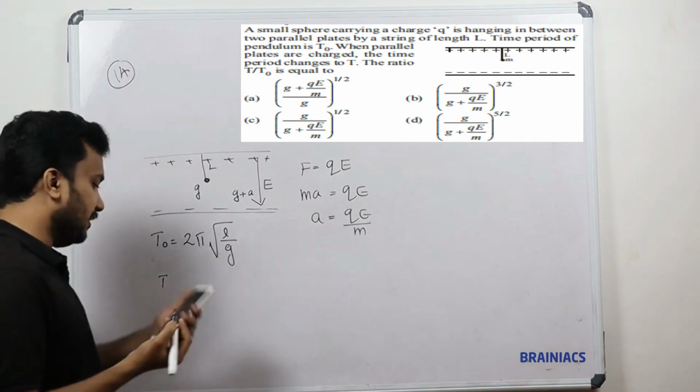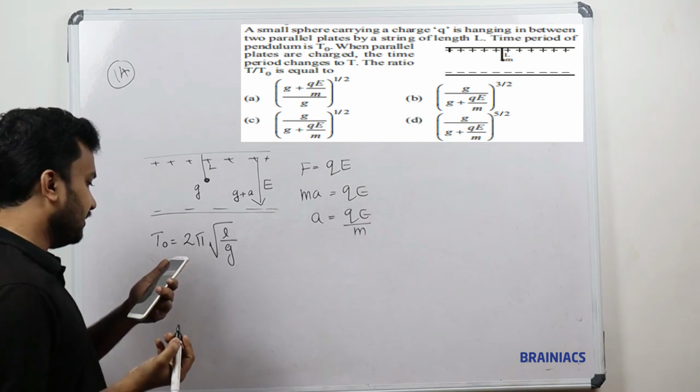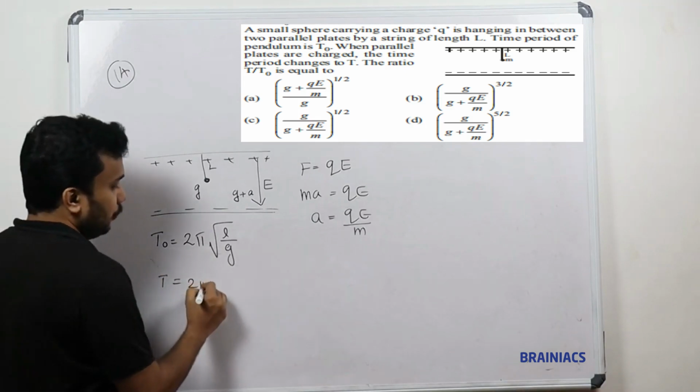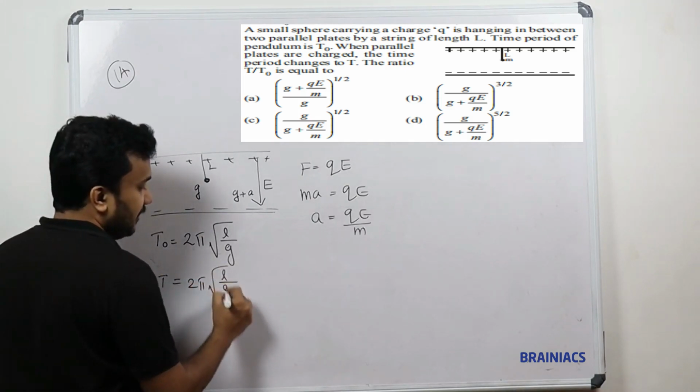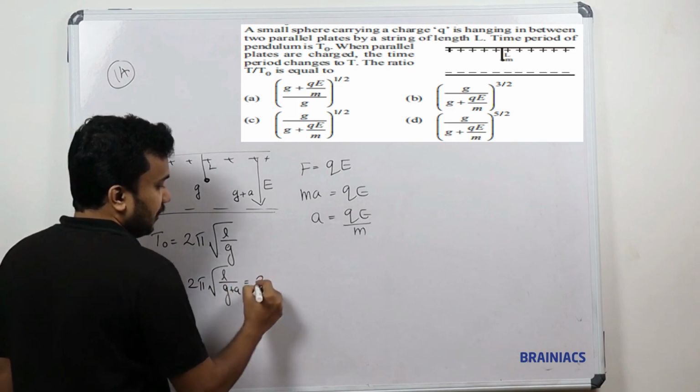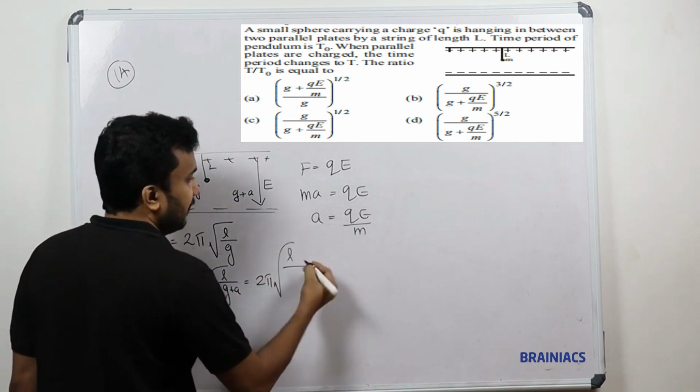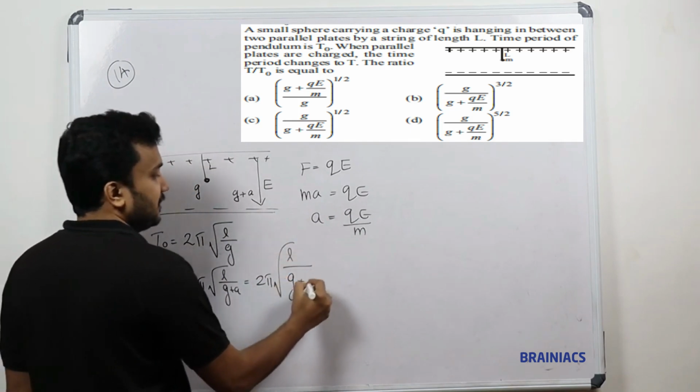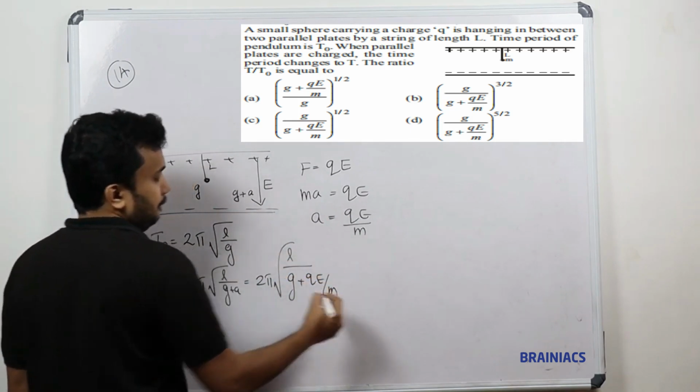So what will be the formula? T dash is given just as T. So T will be equal to 2 pi into root of L divided by g plus a, which means 2 pi into root of L divided by g plus qE divided by m.